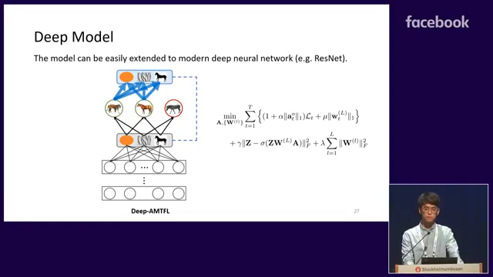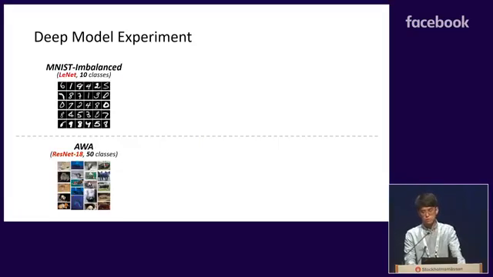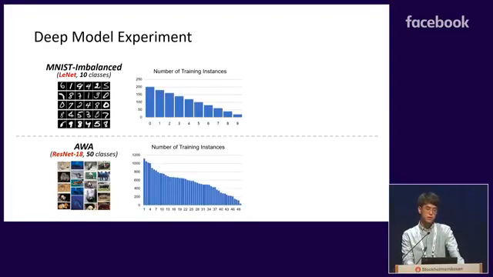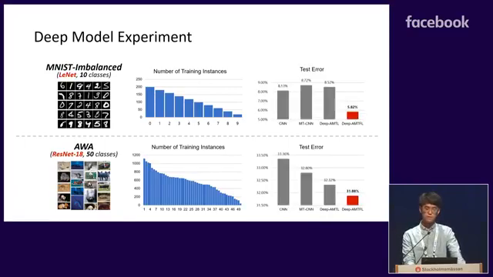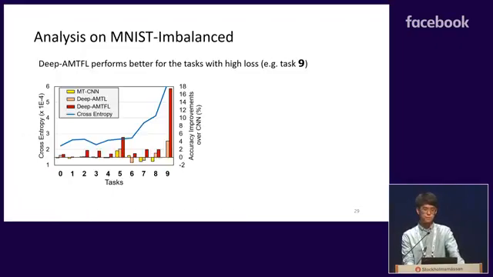Next, we experiment with a deep version of our model. Note that our idea can be easily extended to any deep neural networks such as ResNet. Here we introduce the results on two datasets, MNIST imbalanced and AWA. Those datasets are imbalanced across the classes, and our model significantly outperforms other CNN baselines. And more results are available in the main paper.